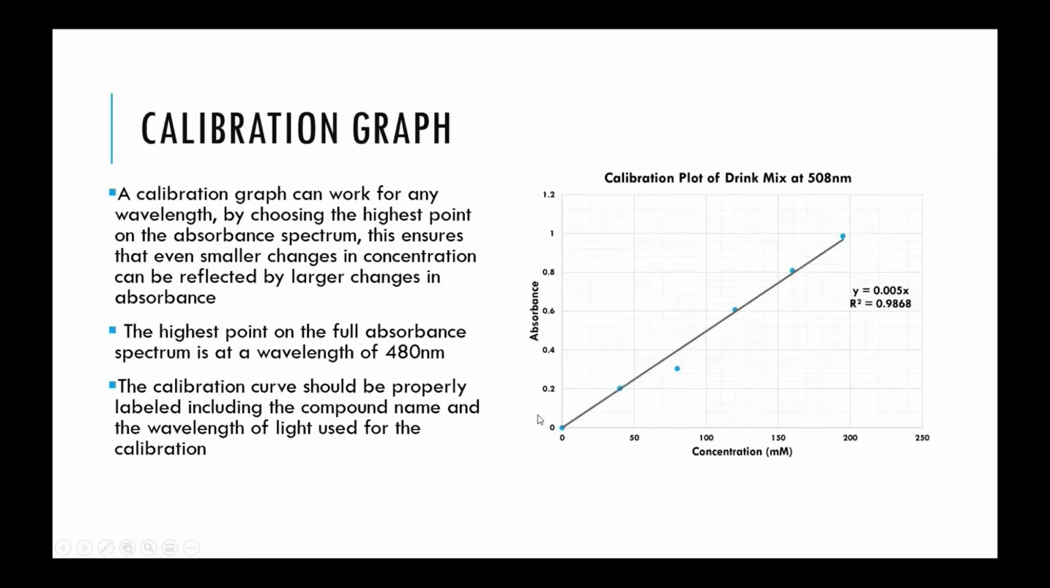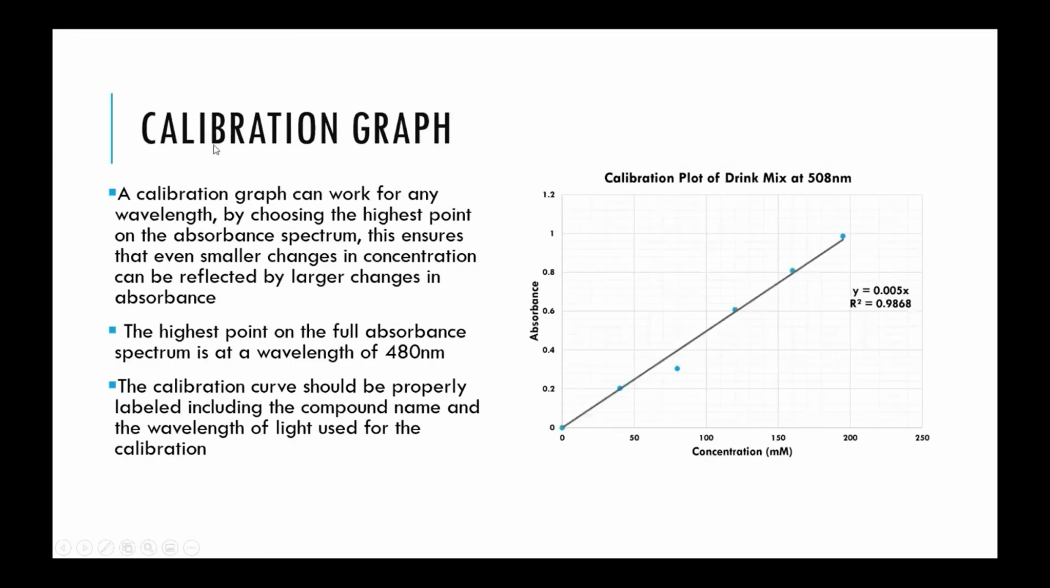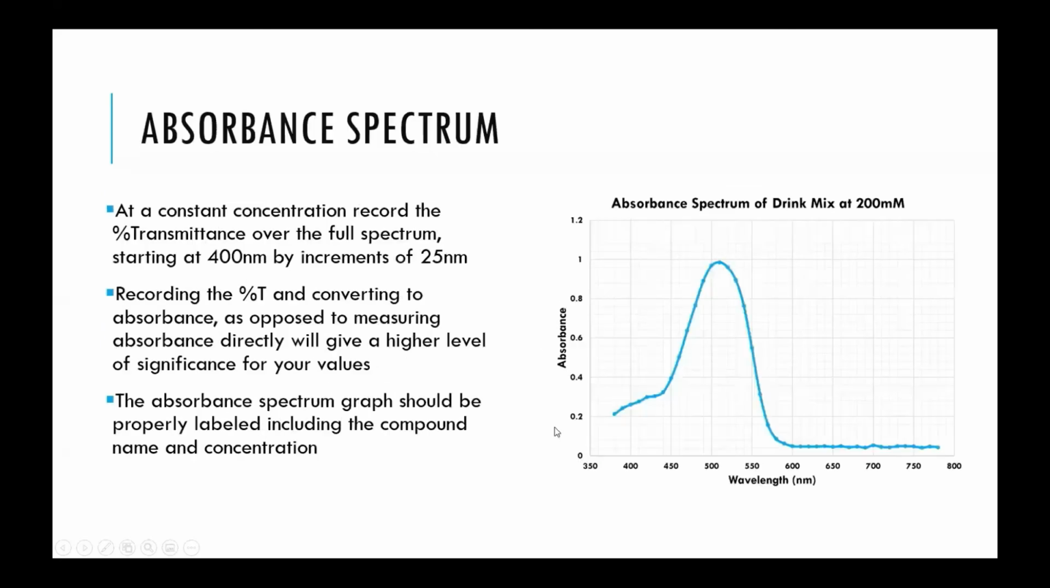The next graph that you're going to be obtaining is the calibration graph. When you prepared your solutions, you made 5 different concentrations. And now you're going to obtain the percent transmittance at a single constant wavelength for these different samples. While in an absorbance spectrum, the concentration remains the same and the wavelength is being changed. In a calibration graph, the wavelength remains the same and the concentration is changing. And you can see that the shape of the graph is very different between the two.